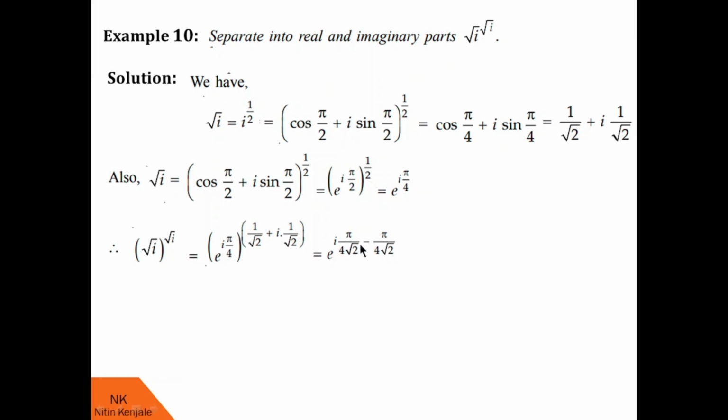This is like e raised to a minus b. This can be written as e raised to a into e raised to minus b. That is e raised to minus pi by 4 root 2 into e raised to i pi by 4 root 2. e raised to i pi by 4 root 2 can be written as cos pi by 4 root 2 plus i sin pi by 4 root 2. When we multiply this inside the bracket, we get real part as e raised to minus pi by 4 root 2 into cos pi by 4 root 2, and imaginary part as e raised to minus pi by 4 root 2 into sin pi by 4 root 2. This is how we separate real and imaginary parts of root i raised to root i.